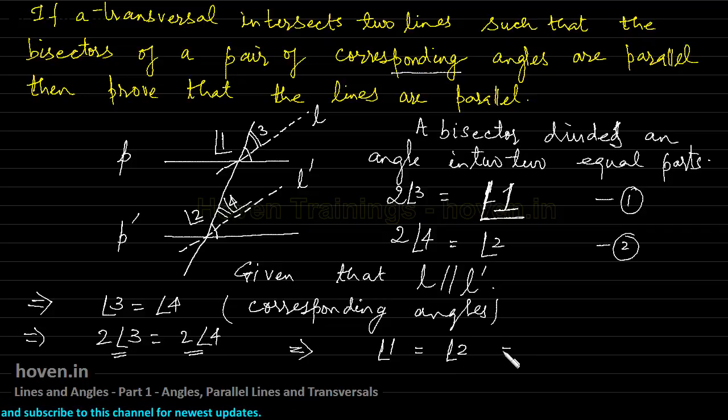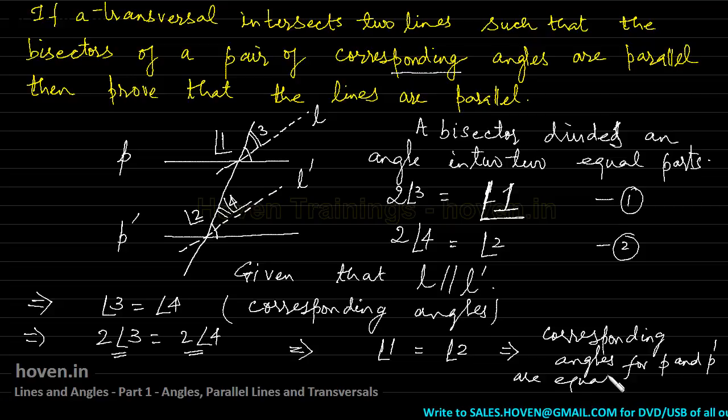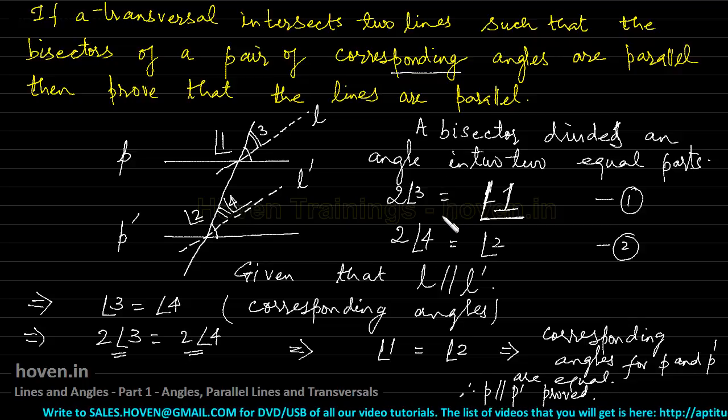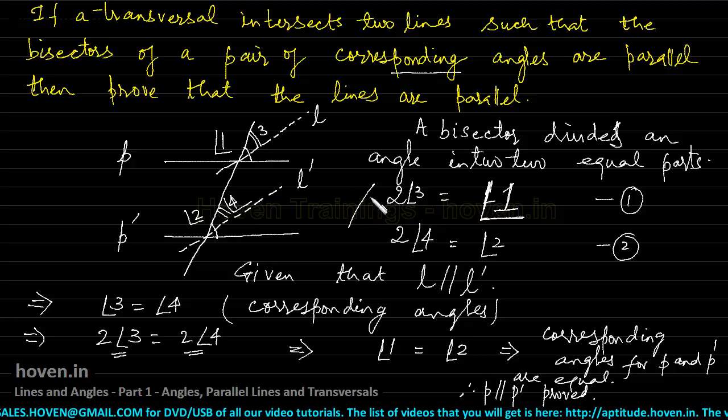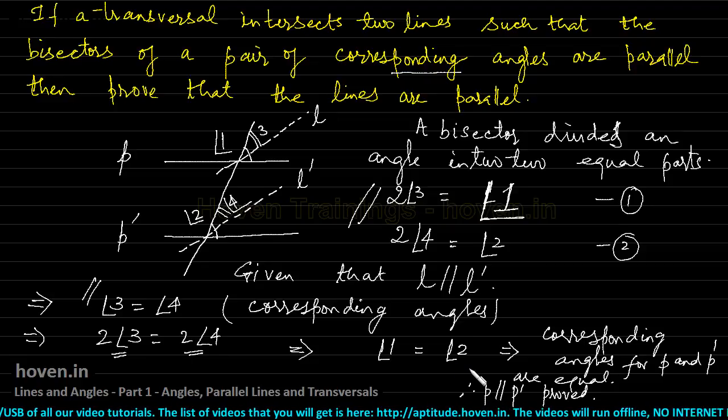This is all mathematical reasoning, which implies that if angle 1 is equal to angle 2, the corresponding angles for P and P dash are equal. Therefore, P is parallel to P dash, which is proved. So the general method of proof was to carefully and clearly write down what is given to us. This was given to us, this is given to us, and then a simple mathematical trick led us to the conclusion that if bisectors are parallel, then the lines are themselves parallel.